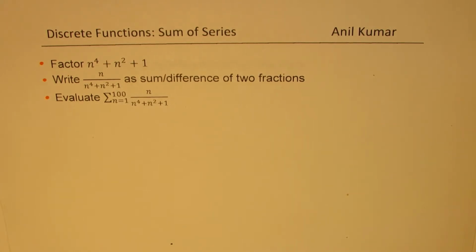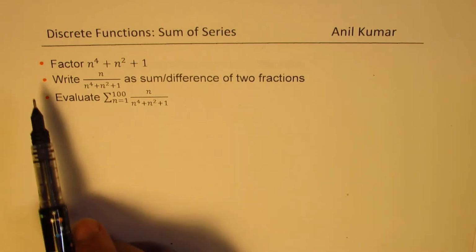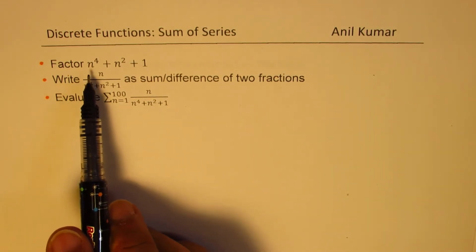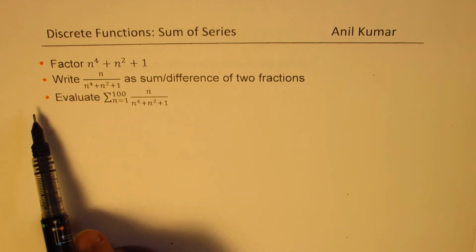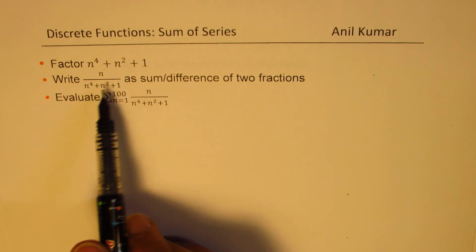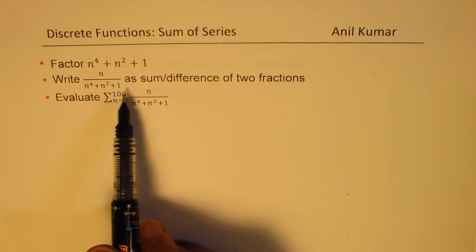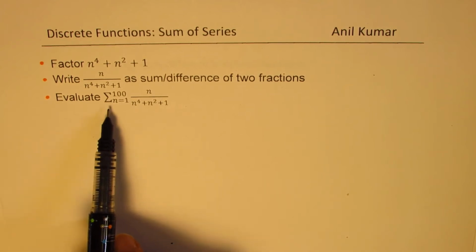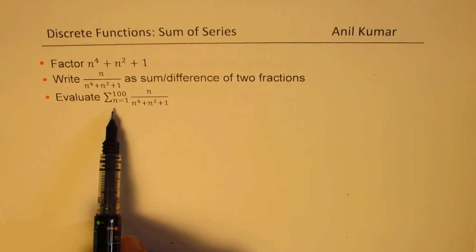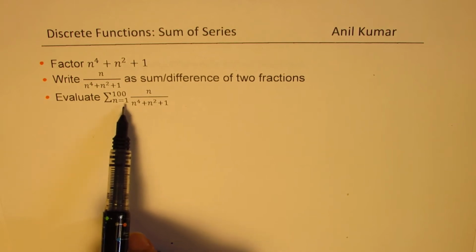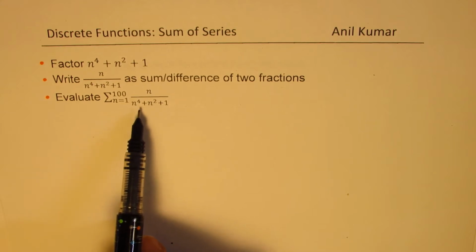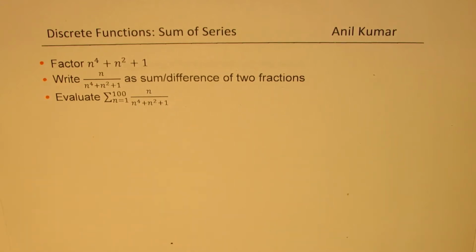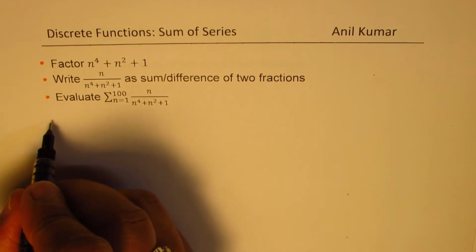In this video, we are talking about three important questions. First is to factor unfactorable n to the power of 4 plus n square plus 1. Then we will write n over n to the power 4 plus n square plus 1 as sum and difference of two fractions. And finally, we are going to evaluate the sum of this series, which is from 1 to 100, n over n to the power of 4 plus n square plus 1. This is an extremely important video for students who want to really excel and compete at different levels. So let's begin with factoring.